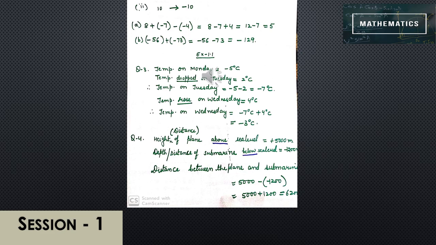So how do we write it? We will write it like 5000 meters minus 1200. Why minus 1200? Because it is below sea level. So the equation will become 5000 minus 1200. So it will become 5000 plus 1200. Minus into minus is plus. So it will become 5000 plus 1200, and the total distance between the two is 6200 meters.